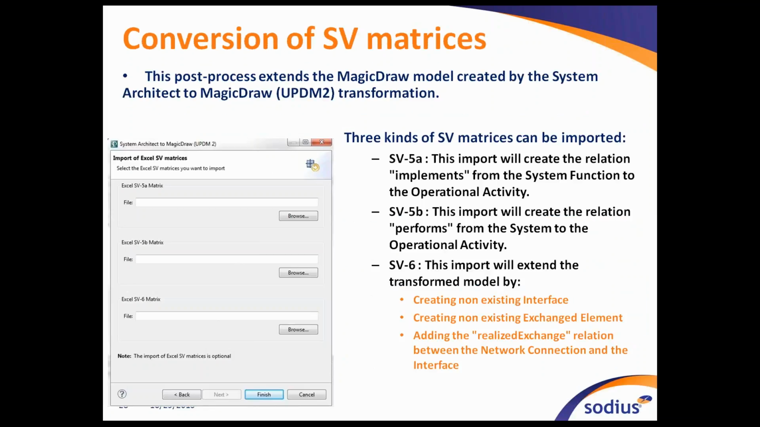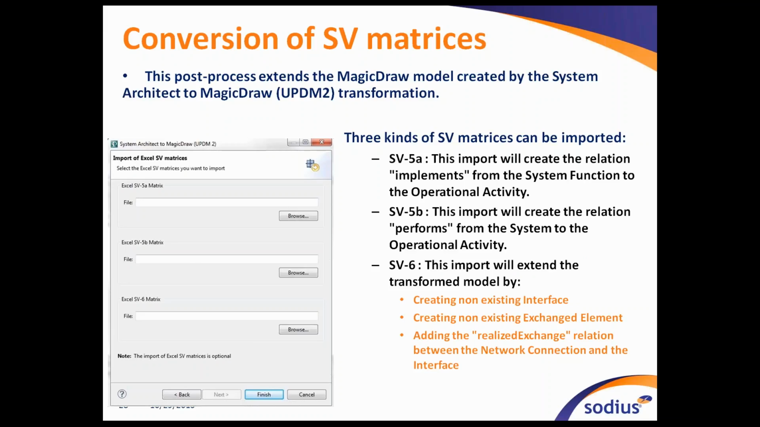And the last big feature we have added to the transformation is a post-process to the MagicDraw model created by the System Architect to MagicDraw transformation. So there are three kinds of SV matrix that we can import. The SV5A: we will create an implements relation between the system function and the operational activity.